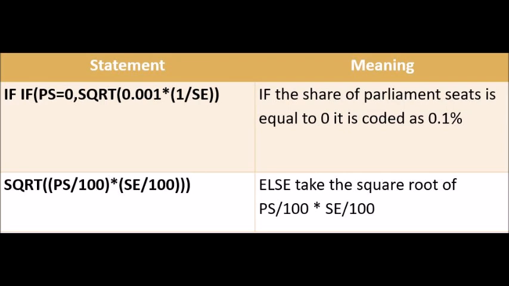If that is not true, meaning that if there is at least 1 share of parliamentary seats that belongs to a woman, then we take the square root of the product of the share of parliamentary seats divided by 100 times the secondary educational attainment for females divided by 100.